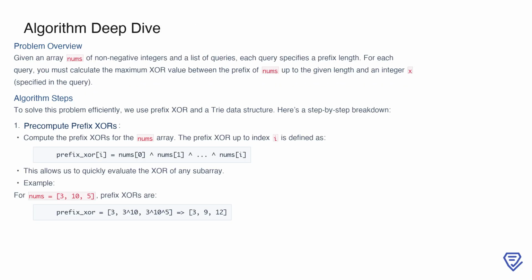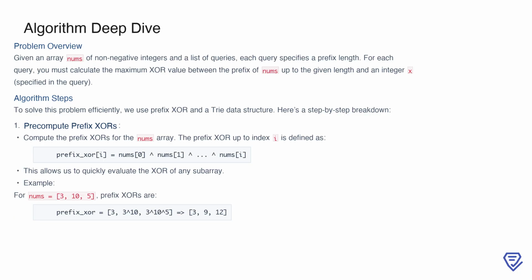To tackle this problem, we're given an array of non-negative integers called nums and a list of queries. Each query specifies a prefix length and an integer x. Our goal is to calculate the maximum XOR value between the prefix of nums up to the specified length and the integer x. Computing this efficiently involves two main concepts, prefix XORs and the trie data structure.